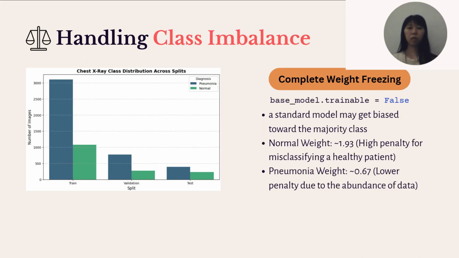There is also class imbalance occurring in our dataset. A standard model may get biased toward the majority class because predicting the majority more often gives higher accuracy. To correct this, class weights are computed and passed into the training loop. We can see that the weight for the normal class is almost 3 times higher than pneumonia. This means that during training, mistakes on normal images will receive a higher penalty compared to mistakes on the pneumonia class.